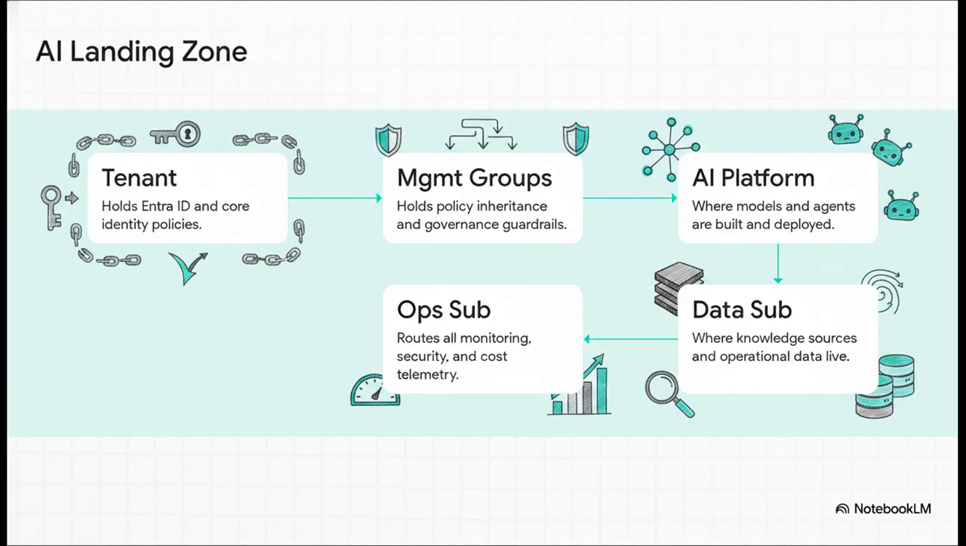If we walk left to right through this structure, we start with the tenant that holds your core identity rules. Next up, management groups handle policy inheritance, so guardrails apply automatically across the board. Third is the AI platform subscription, where the actual models live. But okay, pay incredibly close attention to the 4th step here, the data subscription. This is deliberately kept completely separate. By isolating that data, you ensure that even if an AI model goes completely rogue, it doesn't automatically hold the keys to your entire data kingdom. And finally, the 5th node is the ops subscription, which securely routes all of your monitoring and cost telemetry.